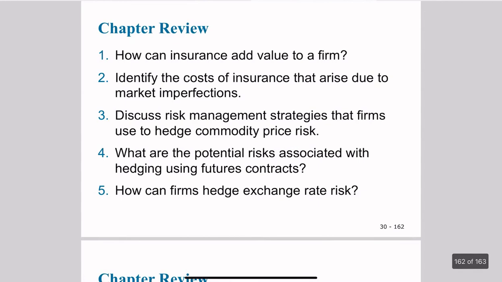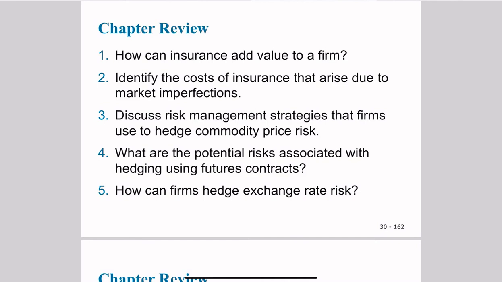Okay, now let's look at some review questions. First, how can insurance add value to a firm? We discussed this in the first section. Basically, there are multiple ways that insurance can add value to the firm.